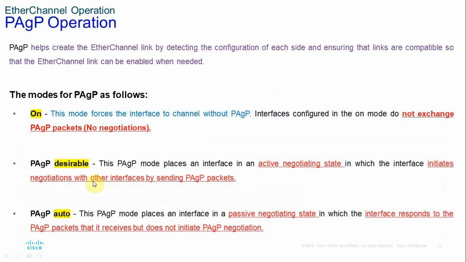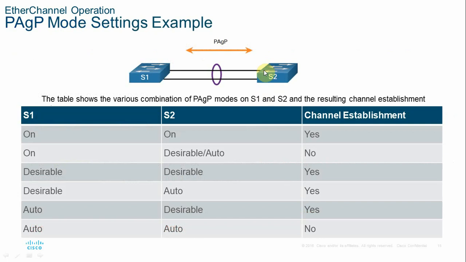So that is auto mode. Auto mode means I will just reply. This is passive negotiation, which means it will respond. This one will respond, yes, I am ready for the negotiation. It cannot ask; it can only respond. So these are the three modes. If S1 and S2 are both on, the channel is established.